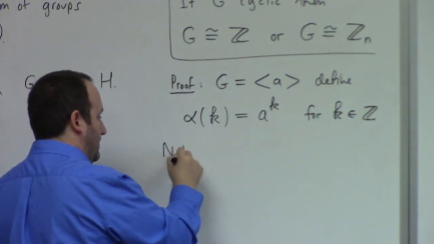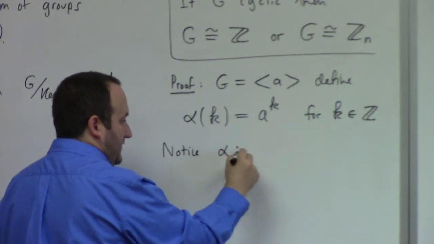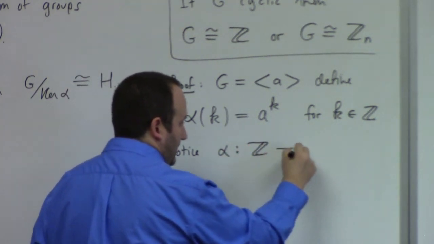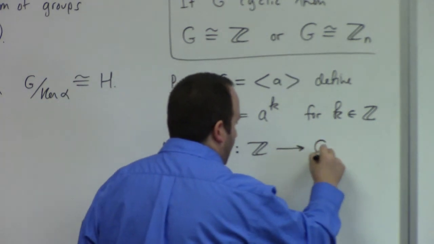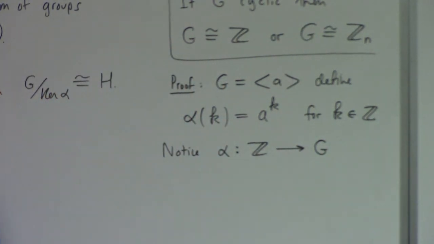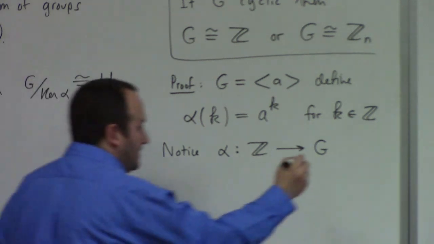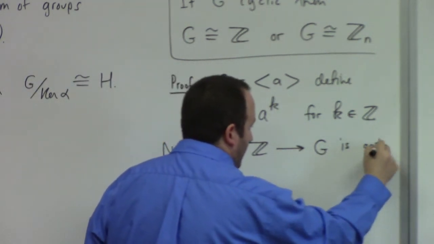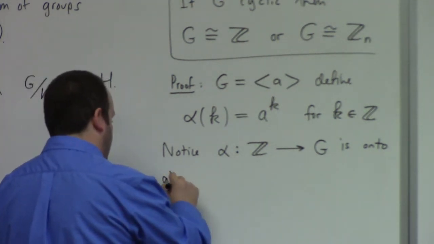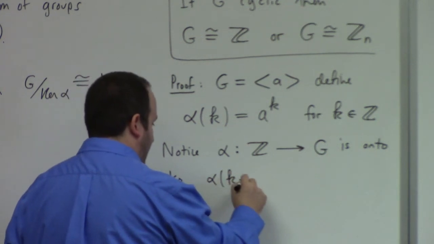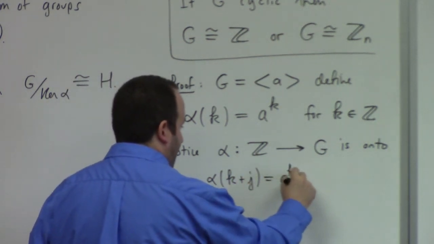So notice alpha is a function from the integers to where? To G, right? And is it a surjection? Is it onto? Right. By definition of cyclic, this is a surjection. Is it a homomorphism? If we take alpha of k plus j, what do you got? a to the k plus j.